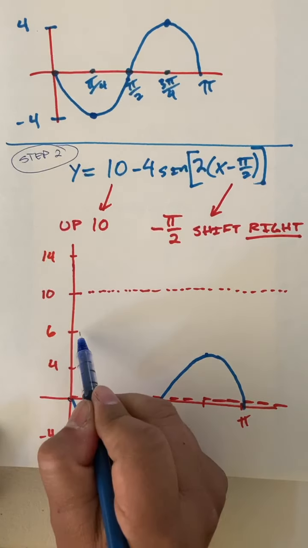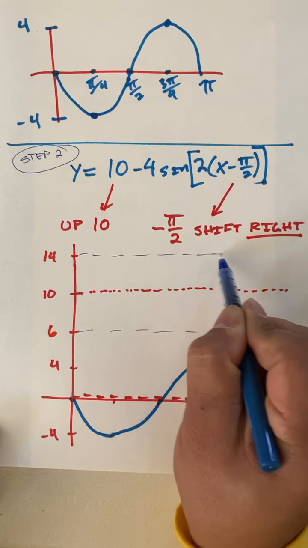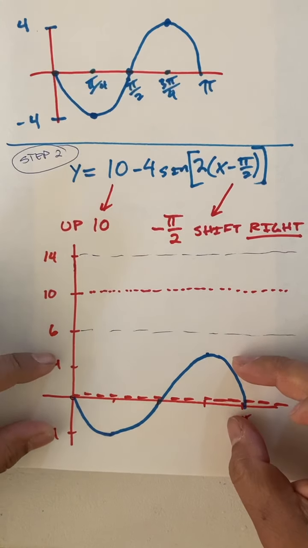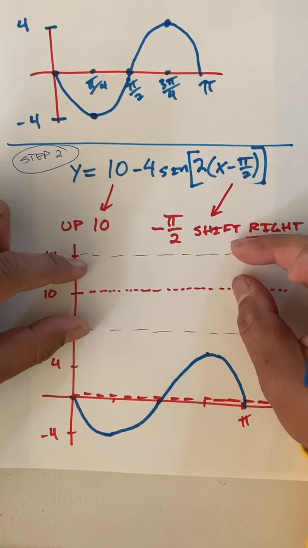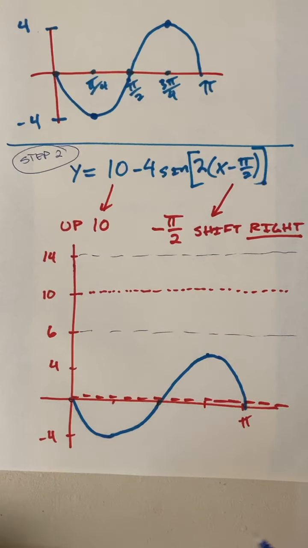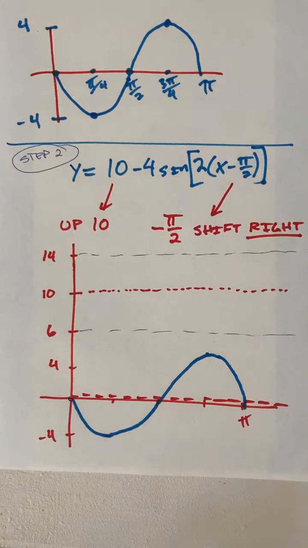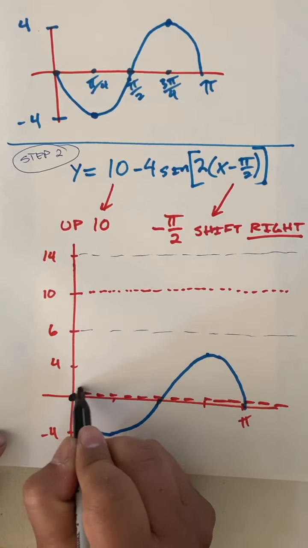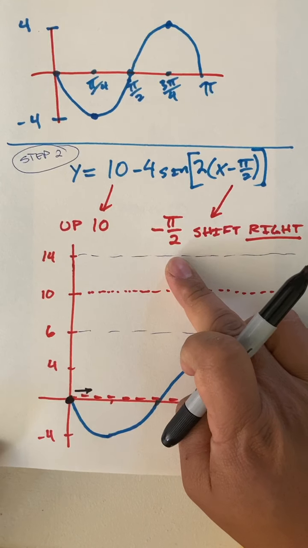So now, maybe I'll do this in skinny blue. This will determine the top and the bottom of my graph. Okay, so I've now taken this exact blue graph and I'm going to move it up and then I'm going to shift it to the right pi over 2 units. So it's really handy to look at a critical point. So at this point, 0, 0, I'm going to move it pi over 2 units.